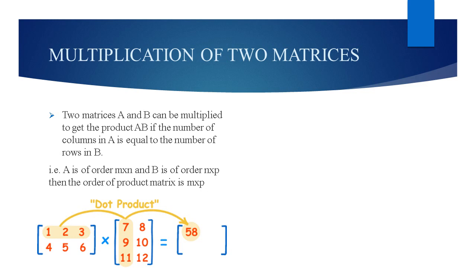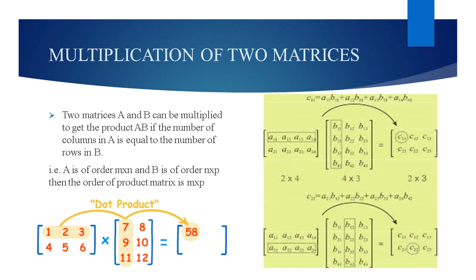See here, first row 1 2 3 is multiplied with 7 9 11, then we will get the answer 58. In the same way, you have to multiply first row with second column, then you will get the second element, and to get the third element you will have to multiply second row with first column, and to get the fourth element you have to multiply second row second column.